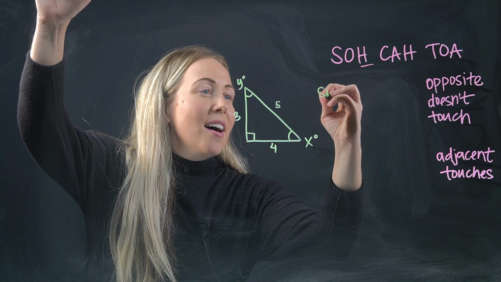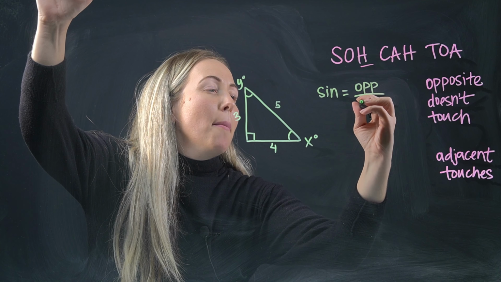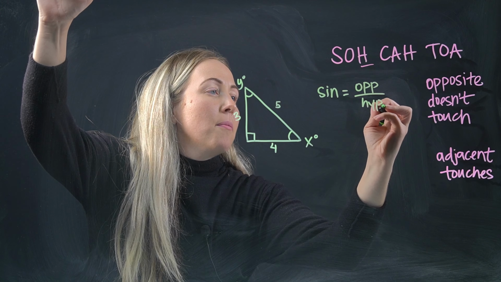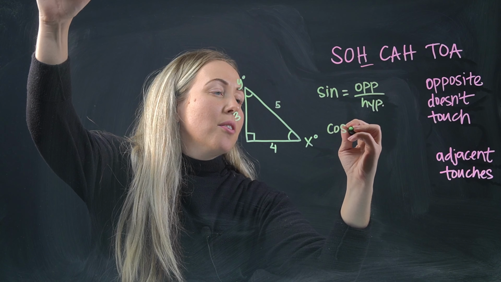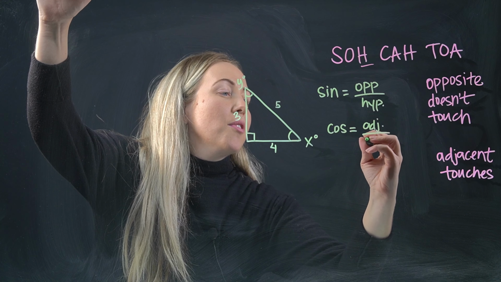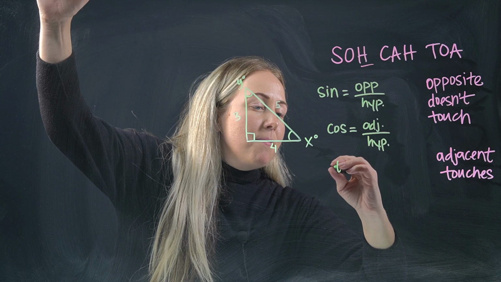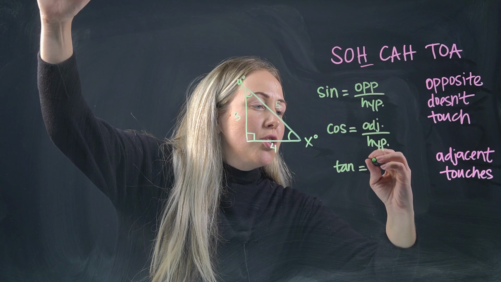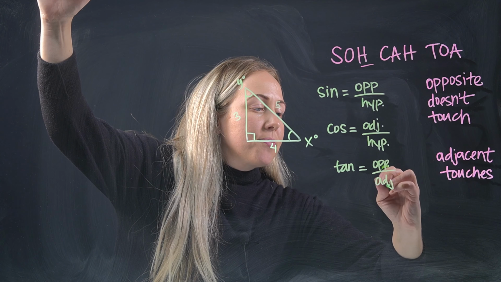S is sine, which equals opposite over hypotenuse. The H is hypotenuse, the O is opposite. Cosine of an angle is the ratio of the adjacent side over the hypotenuse. And tangent is the ratio of the opposite side over the adjacent.